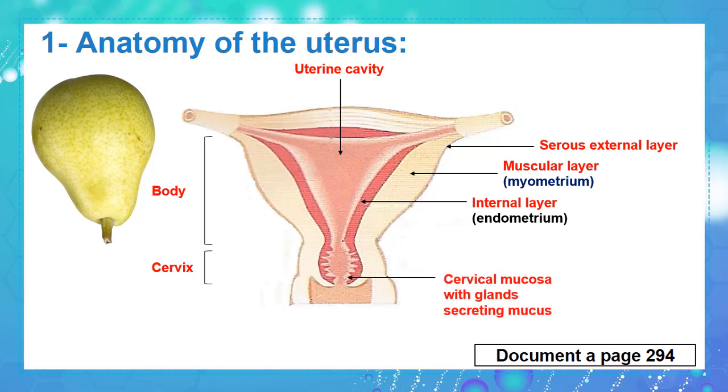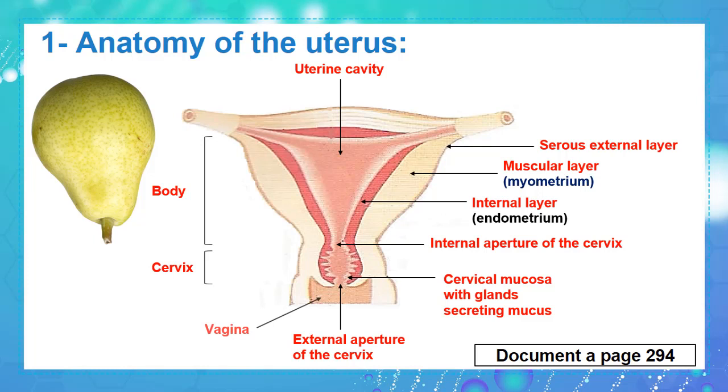The cervix in turn is formed of cervical mucosa with glands secreting mucus. It connects to the uterus through the internal aperture and ends with an external aperture towards the vagina. On the next slide, we will focus on the histological structure of the uterus to understand the phenomena of bleeding at the level of the endometrium.